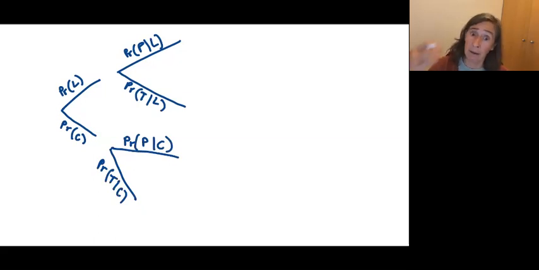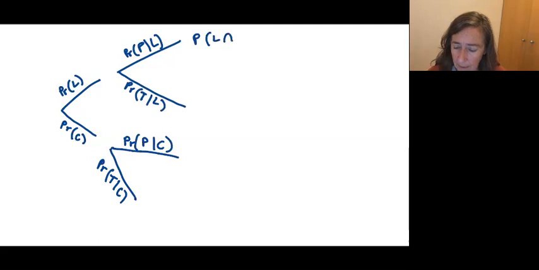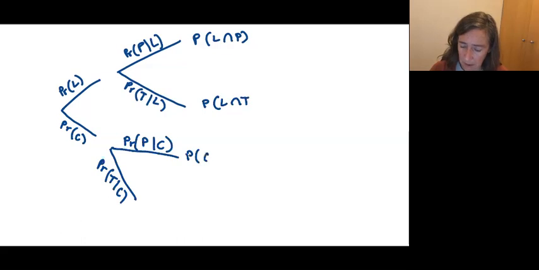conservative here. And again, if we multiply these probabilities here, multiply the probability of being liberal times the probability of being progressive, conditional on being liberal, what do we get? We get those joint probabilities. So this is the probability of L intersect P. This is the probability of L intersect T. This is the probability of C intersect P, and the probability of C intersect T.